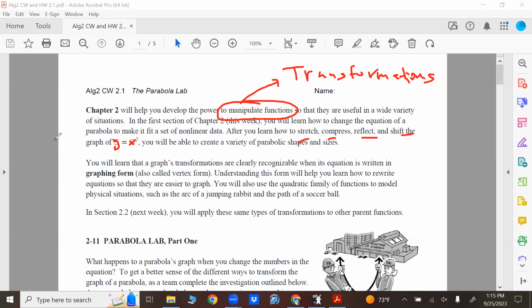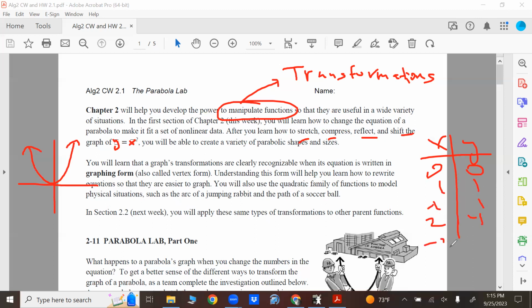Y equals x squared, you guys should know how that looks. Just a parabola, right? The vertex is at 0, 0. If you made a quick table for it, you don't have to copy the table if you don't want to. But if I plug in 0, I get 0. Plug in 1, I get 1. Plug in -1, I also get 1. Plug in 2, I get 4. Plug in -2, I get 4 as well. So there's a good deal of symmetry going on with these graphs. And we're going to be transforming those graphs today.